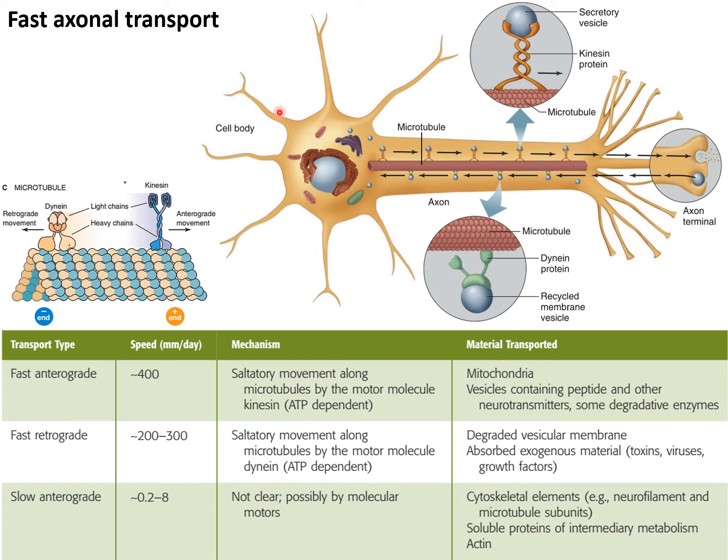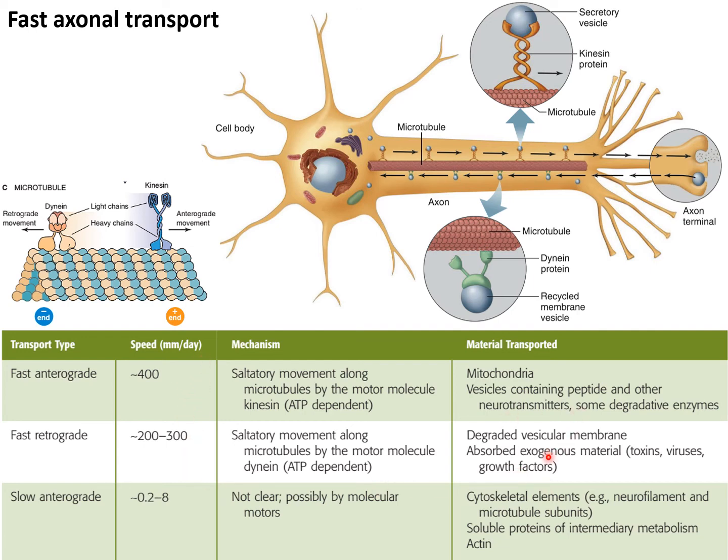So this is the figure of fast axonal transport. Transport from the nerve cell body to the axon terminal is anterograde transport, and from the axon terminal to the nerve cell body is retrograde transport. For fast anterograde transport, the materials transported are mitochondria, vesicles containing peptide and other neurotransmitters, and some degradative enzymes. And the speed is 400 mm per day. And fast retrograde is about 200 to 300 mm per day.